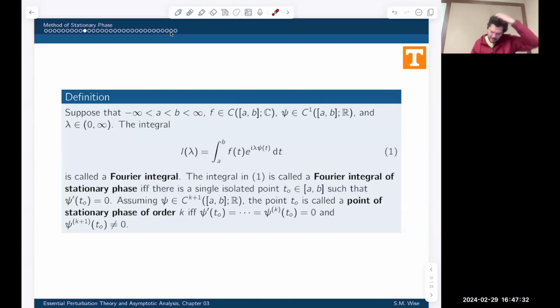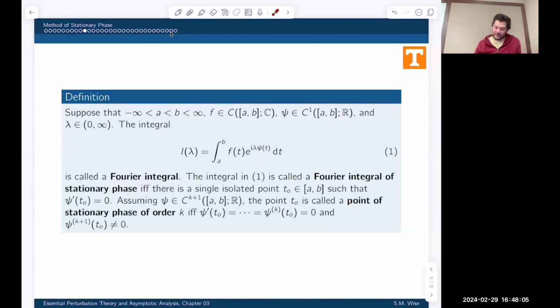So the integral that we're going to be interested in is what's called a Fourier integral. It's exactly the type of integral we just mentioned. We're going to relax a little bit and say that f is just a continuous function, but it can have complex values. And psi, we're going to assume, is a C1 function, and it's a real valued function, okay? This integral then is what we call a Fourier integral.